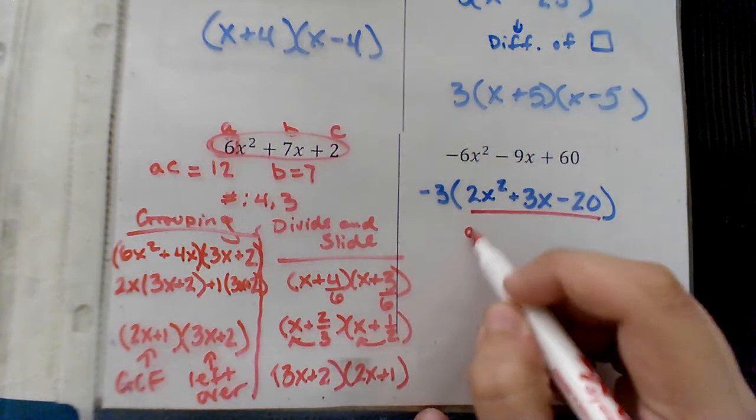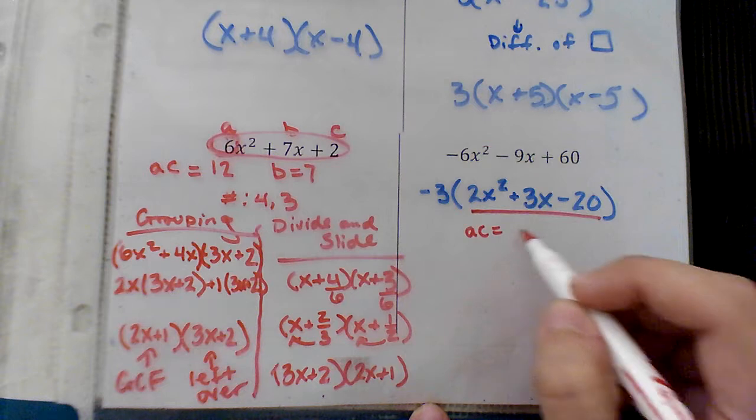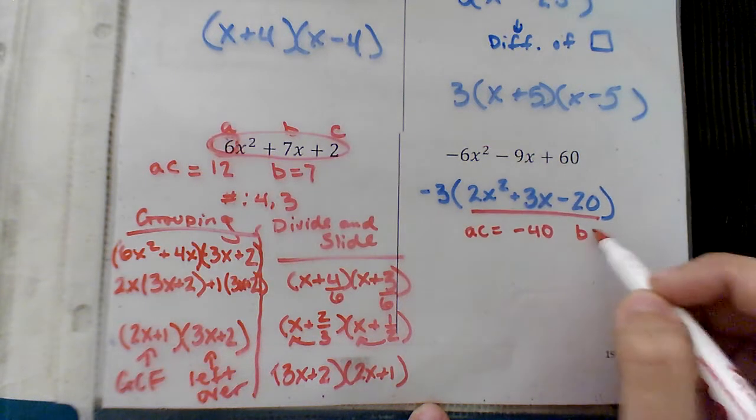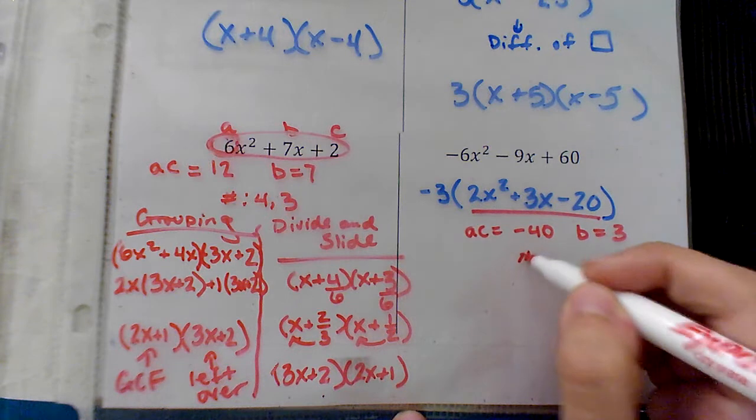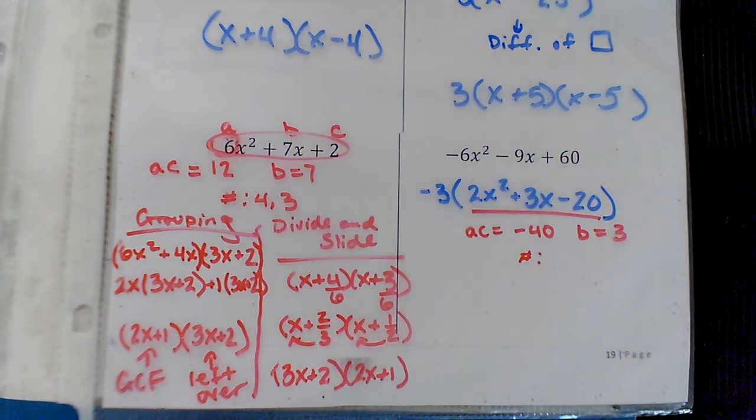They both start off the same way, which is nice. A times C, negative 40. B value of 3. We got to find those special numbers.